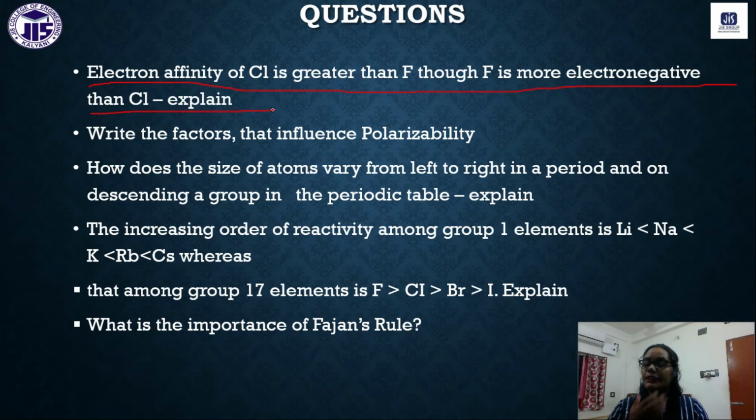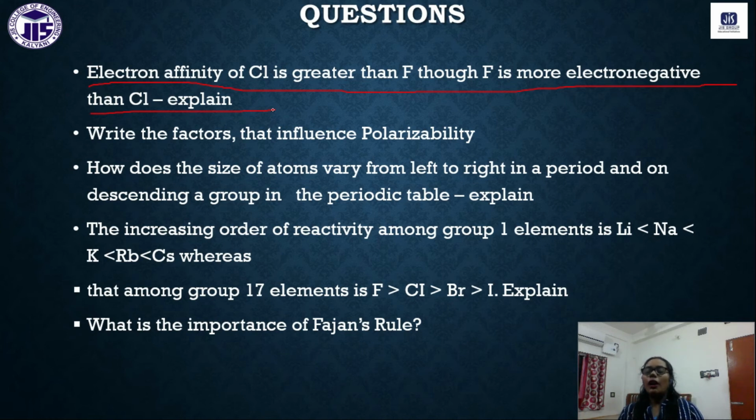Now electronegativity. What is electronegativity? Electronegativity means the property to attract the bonded electron, generally the covalent bonded electron, towards itself. Okay, so fluorine is a more electronegative atom than the chlorine. This is clear because the size of the fluorine is very small and the charge density is very high. So that is why the fluorine is more electronegative than the chlorine. But still the electron affinity of chlorine is greater than the fluorine.